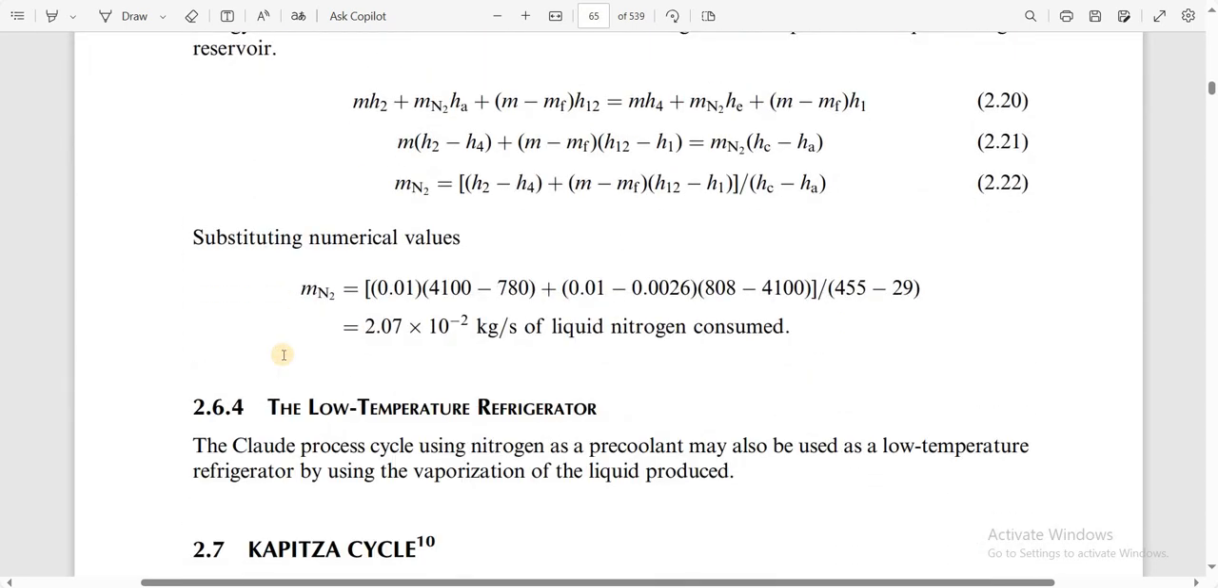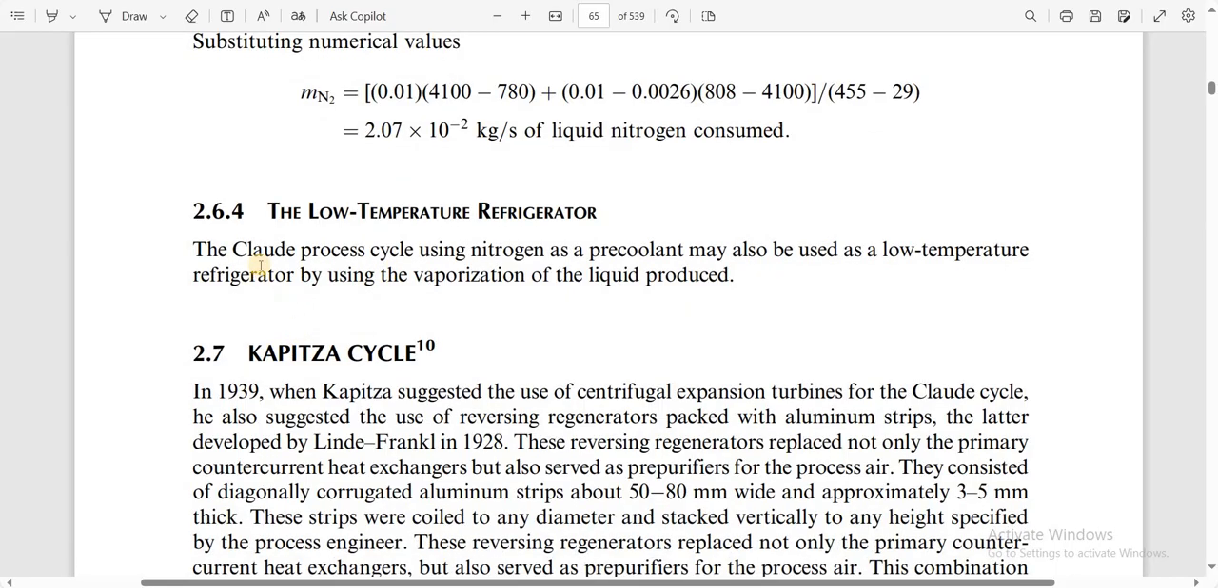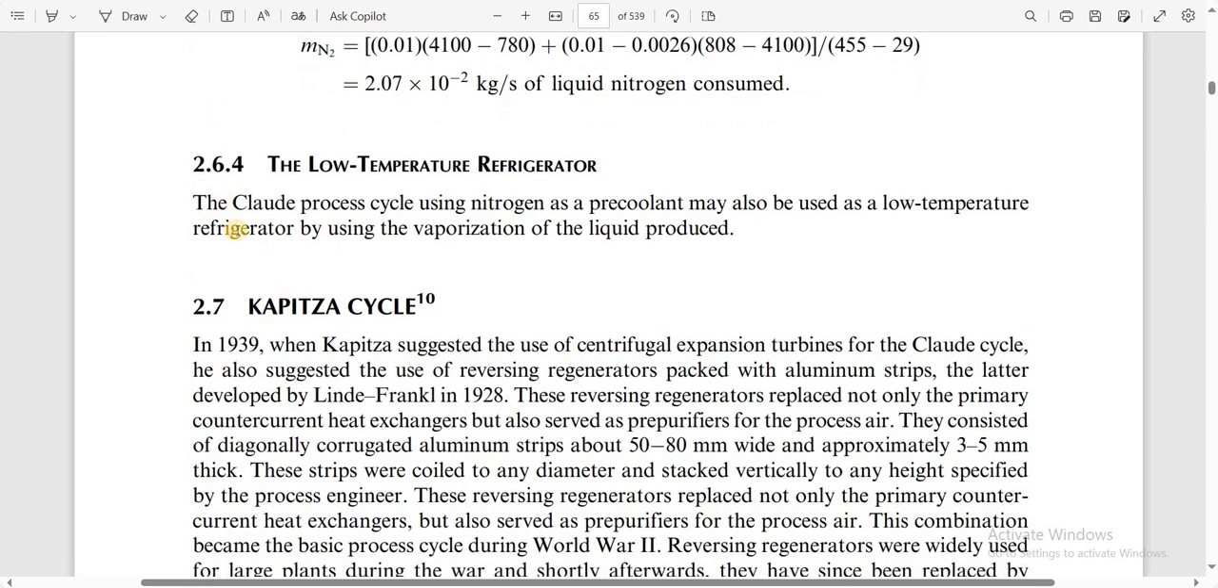So this is it. We'll do this Carnot cycle in the next class. The Carnot process cycle using nitrogen as a pre-coolant may also be used as a low temperature refrigerator by using the vaporization of the liquid produced.